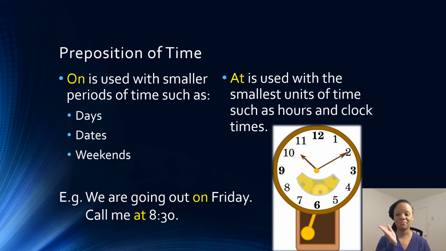As we move to the base of the triangle, well, it's actually the point because the triangle is upside down, we would note that on is used with smaller periods of time, such as days, dates, and weekends. So we would say we are going out on Friday. In fact, any phrase that ends with day or any word we would use on. And at is used with the smallest units of time, such as hours and clock times. So call me at 8:30, why don't you?